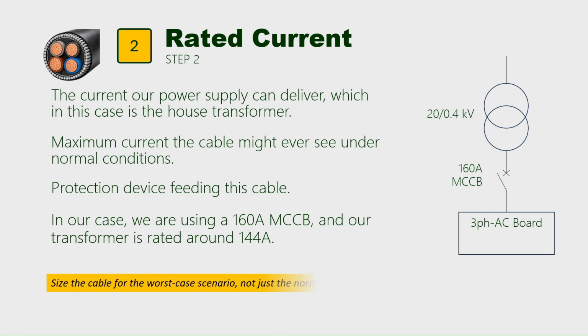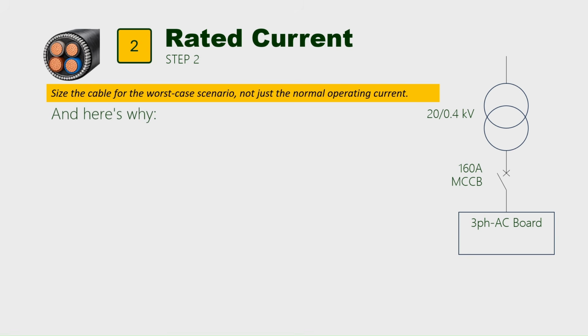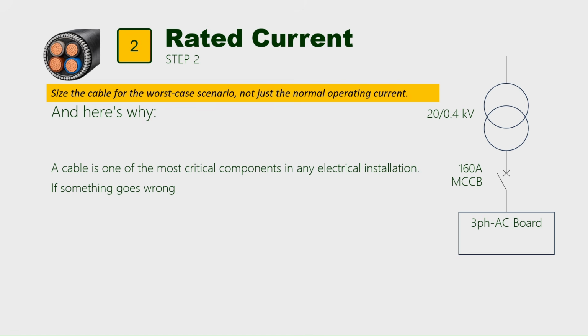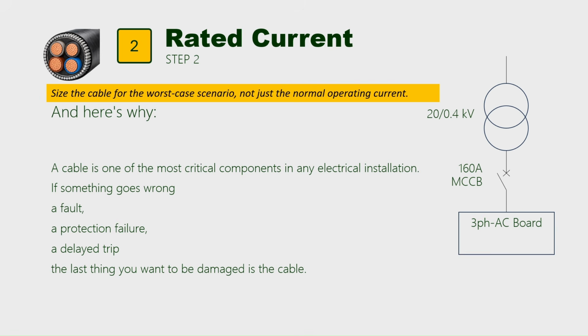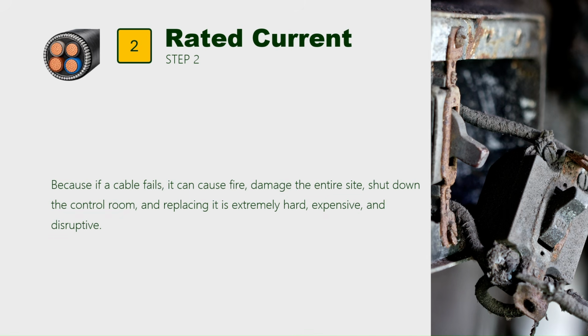And here's why. A cable is one of the most critical components in any electrical installation. If something goes wrong, a fault, a protection failure, a delayed trip, the last thing you want to be damaged is the cable. Because if a cable fails, it can cause fire, damage the entire site, shut down the control room, and replacing it is extremely hard, expensive, and disruptive.